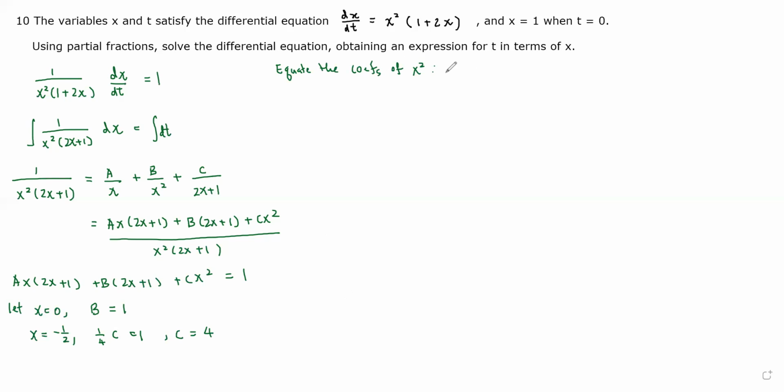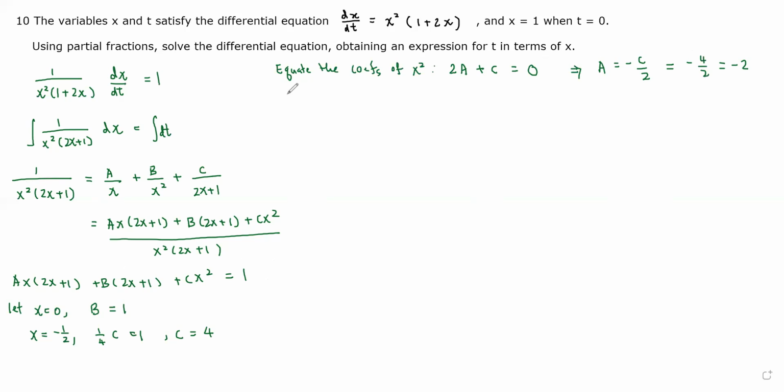Equating the coefficients of x squared, you have ax times 2x, that is 2ax squared. So we have 2a. There is no x squared term for the second term. For the third term, the coefficient of x squared is just c. On the right side, there is no x squared term, so the coefficient of x squared must be 0. And we see that a is negative c over 2. Since c is 4, then a is negative 4 over 2, which is negative 2.